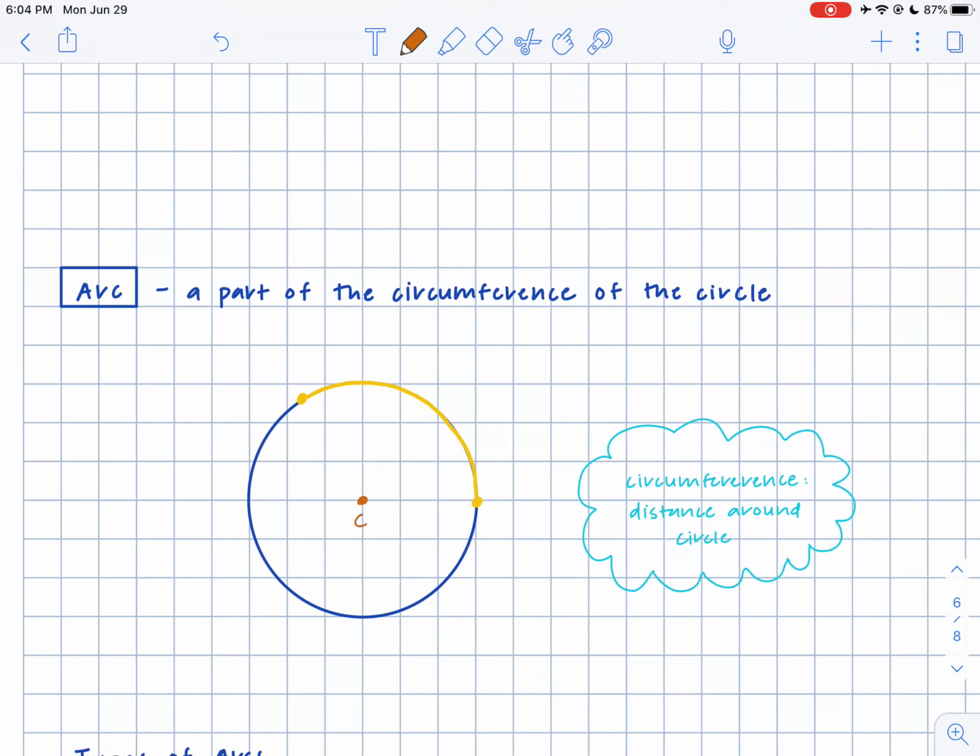Now, let's say we have a center C for this circle, and we drew the radius. Actually, let's draw it like this. We drew the radius, and the radius is a segment, remember, from the center to any point on the circle. Now let's draw a second radius. Let's do this radius.